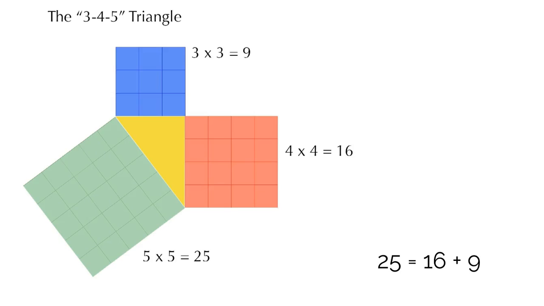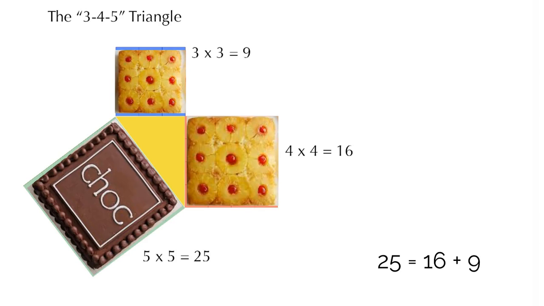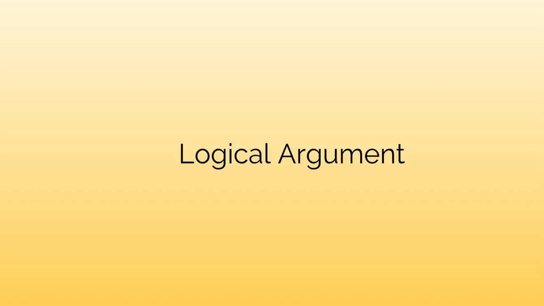So in the case of the 3-4-5 triangle, it's very easy. As you can see, 9 squares plus 16 squares equals 25 squares. It's the same amount of cake. So that's the form of proof called measurement. Now, logical argument is different because it doesn't use any counting or measurement.